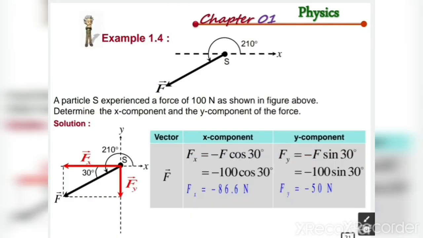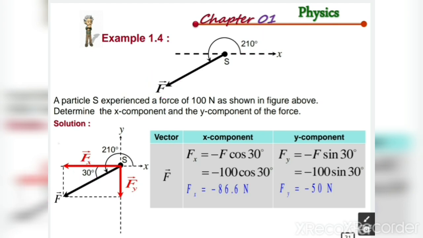Example 1.4, we have a particle S experiencing a force of 100 Newton as shown in the figure above. Determine the x component and the y component of the force. If we refer to the figure, we have a force vector at an angle of 210 degrees from the positive x-axis. To resolve this vector into the x component and the y component, you should choose an angle which is less than 90 degrees. By referring to this figure, the angle is actually 30 degrees from the x-axis, meaning that we refer to the first method, angle from the x-axis.